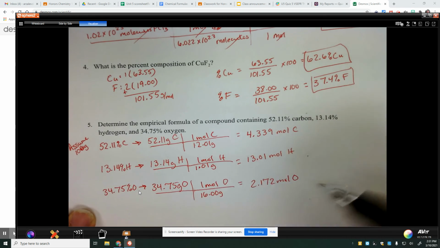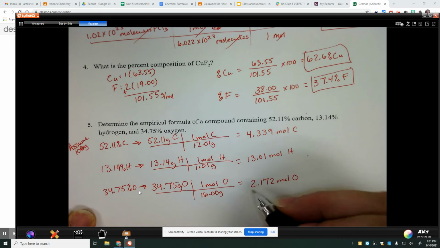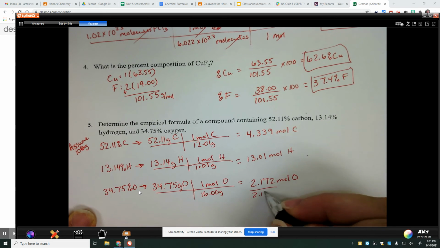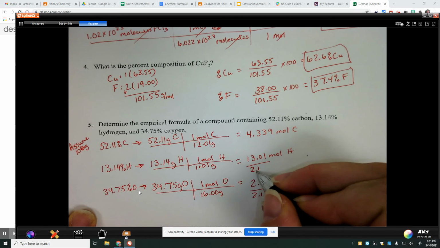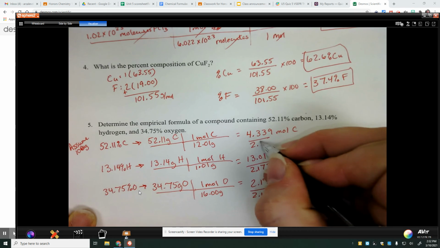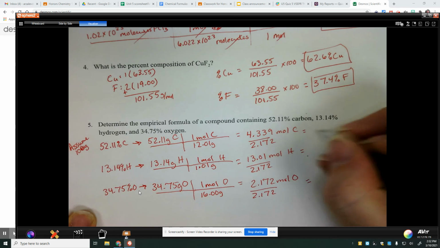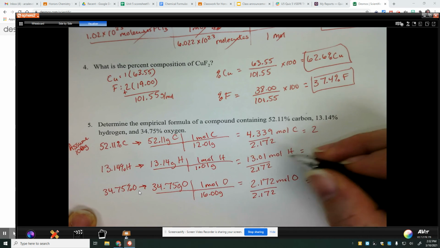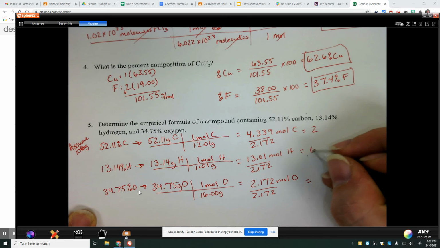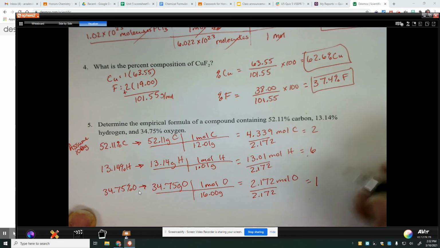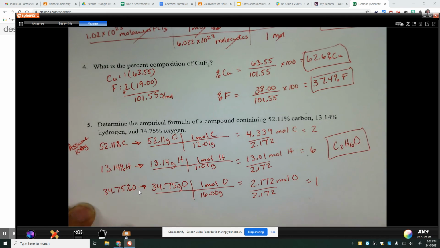All right, so now I've gone percent to mass, mass to mole, divide by small. So the smallest number out of my moles here is this one. So I'm going to divide all of them by this number. And I get 5.99 when I do this, which is close enough to 6 to call it 6. And then this one is 1. And so my empirical formula, we don't have to do that last part of the rhyme, which is multiply to a whole. All of these are whole numbers. And so it is C2H6O. And that is the correct answer.